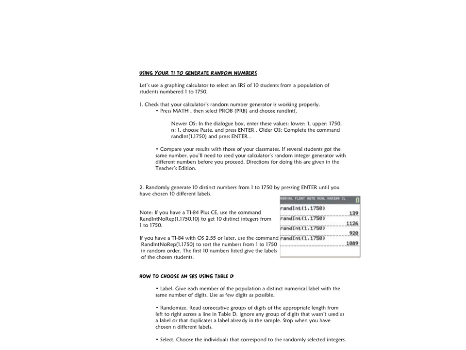The next page here tells you how to do this with your TI calculator, how to randomly generate numbers. So we will do this in class together, but you could read through here and see, because all the button prompts are given to you, what you would press. So if you want to do an SRS, a simple random sample of 10 students from a population of students numbered 1 to 1750, say this is a big high school and you want to choose 10 kids, it goes through here the steps of how to do that. And then in class, on the bottom, how to choose an SRS using Table D. Table D is a table of random numbers that we are going to show you in class how to choose from.